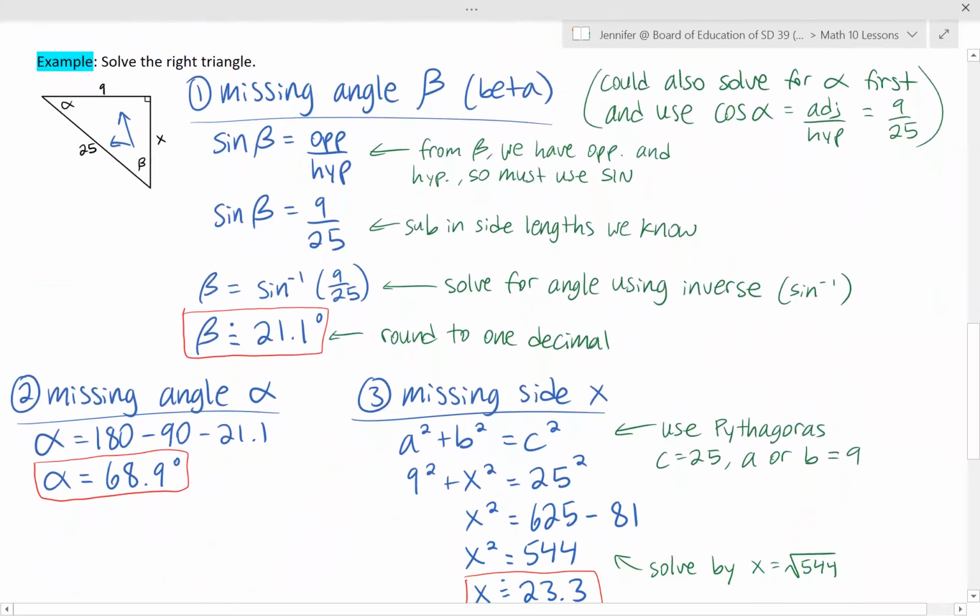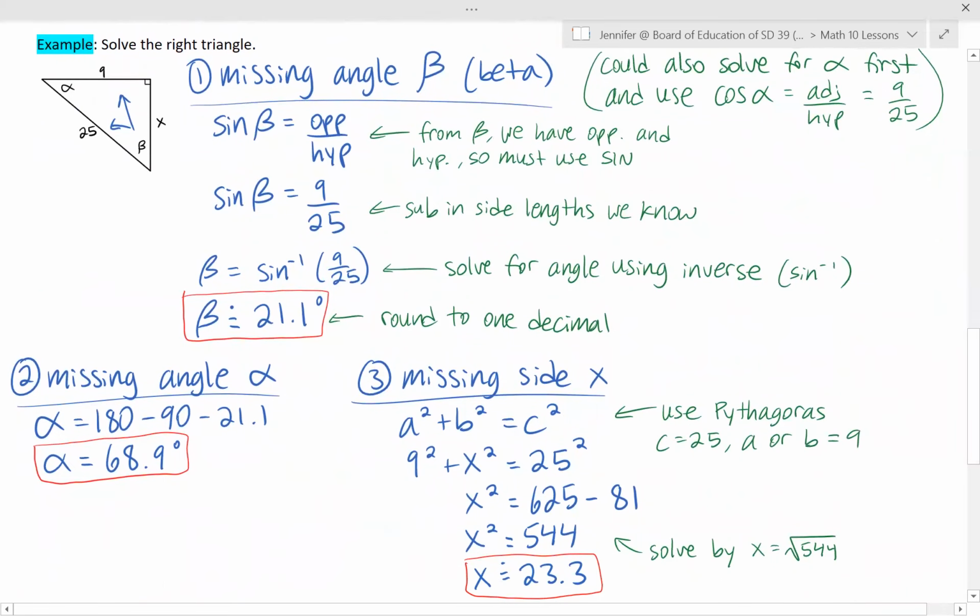Okay, so now that we know beta, we can either solve for alpha by starting over with a trig ratio, which you could do right here. Adjacent and hypotenuse is 9/25. Or you can use the information you've already been given and use this simple rule that the angles have to add to 180. So 180 minus 90 minus 21.1, we know that alpha is equal to 68.9 degrees.